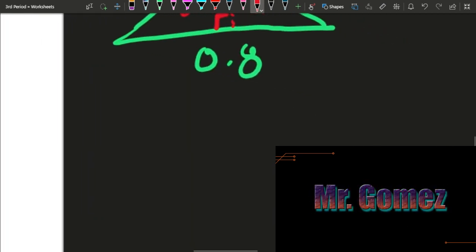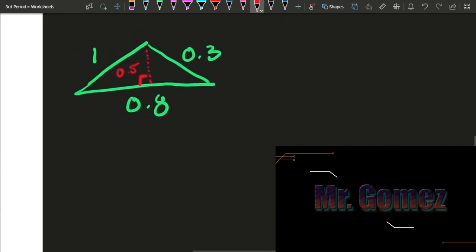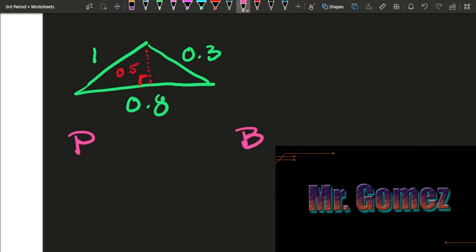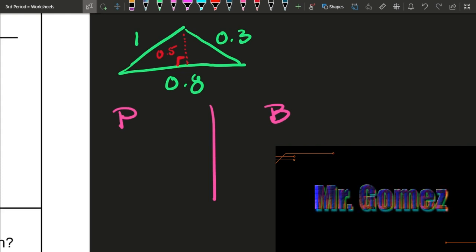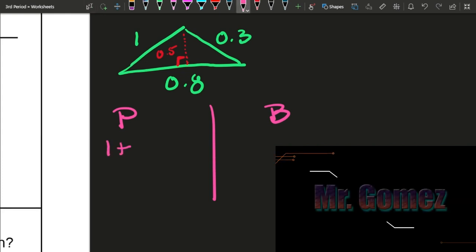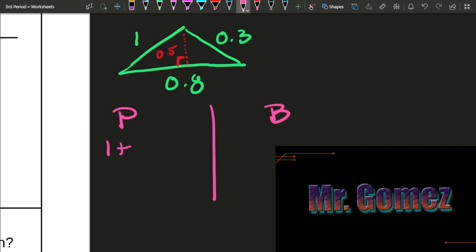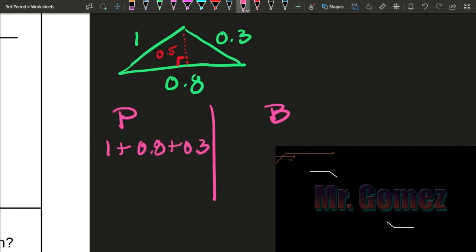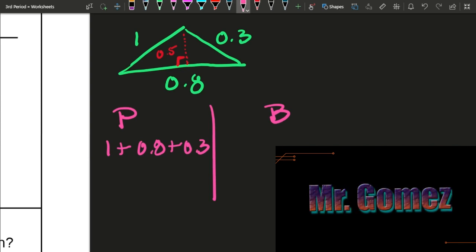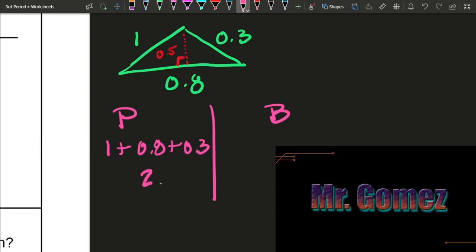Okay, so now let's only look at this, and we're going to find the P, which is the perimeter of the base. And we're also going to find B, which is the area of the base. The perimeter is the outside. So what do we have to add? 1 plus 0.8 plus 0.3. When you add them, you can use a calculator, and if you don't, make sure you line up your decimals properly. You're going to get 2.1.